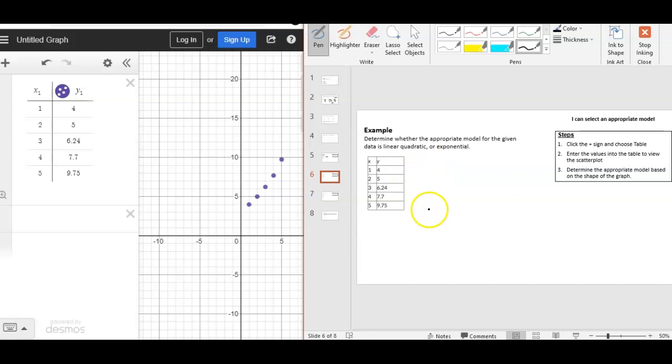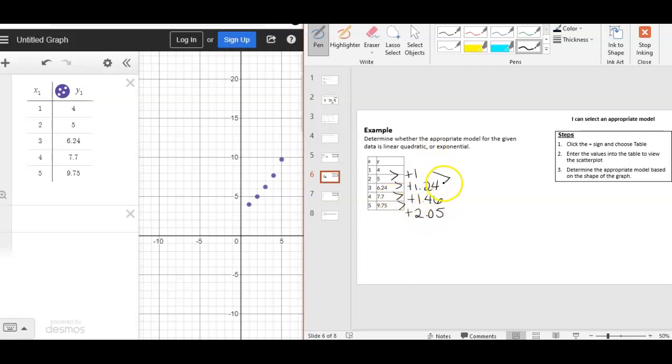Well, remember in quadratic, we have those second differences being the same, right? So if I look at this from 4 to 5, it goes up 1. From 5 to 6.24, I have a change of plus 1.24. From 6.24 to 7.7, I have 7.7 minus 6.24, that's 1.46. And then from 7.7 to 9.75, I have a change of 2.05.